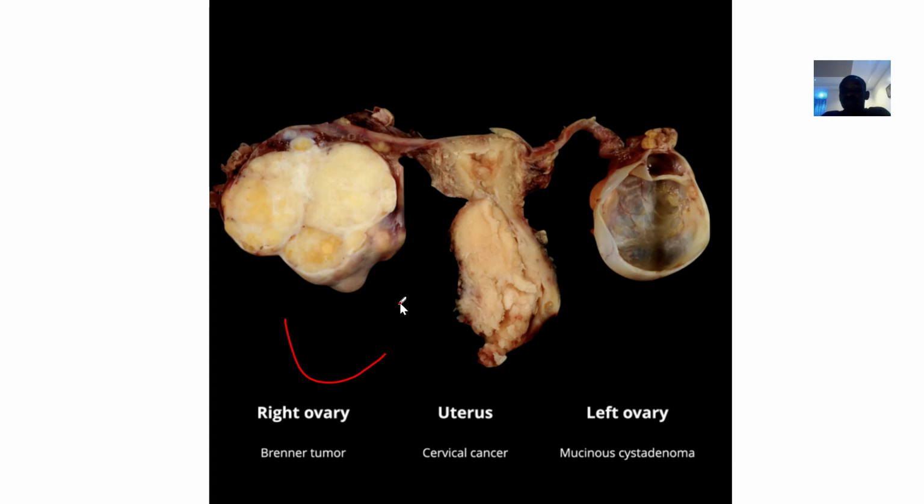The other one is a mucinous cystadenoma. That one we'll talk about differently.